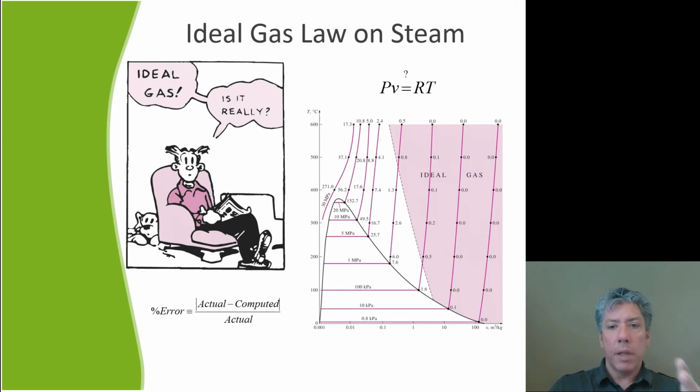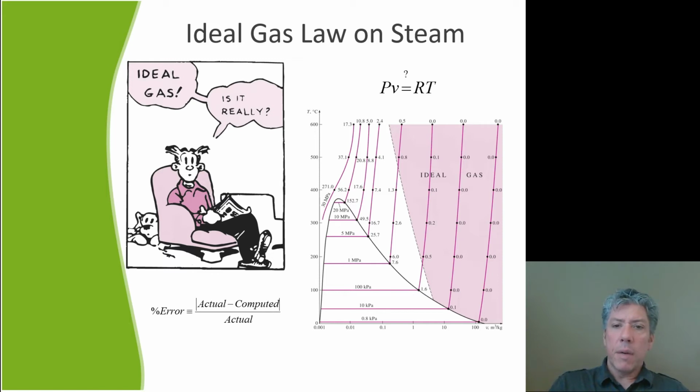And then if we plot the percent error at various points that are combinations of pressure and temperature, you can see that the shaded area on the right has relatively low error. The ideal gas law actually does a really good job of predicting the behavior of steam as long as the temperature is relatively high and the specific volume is relatively high. In other words, as long as the density is relatively low.